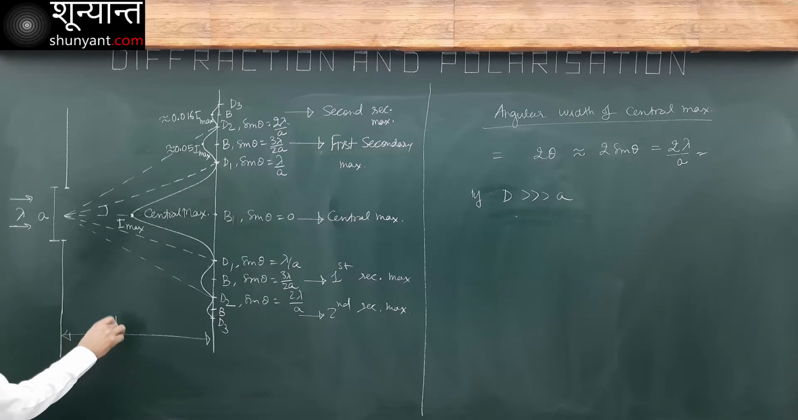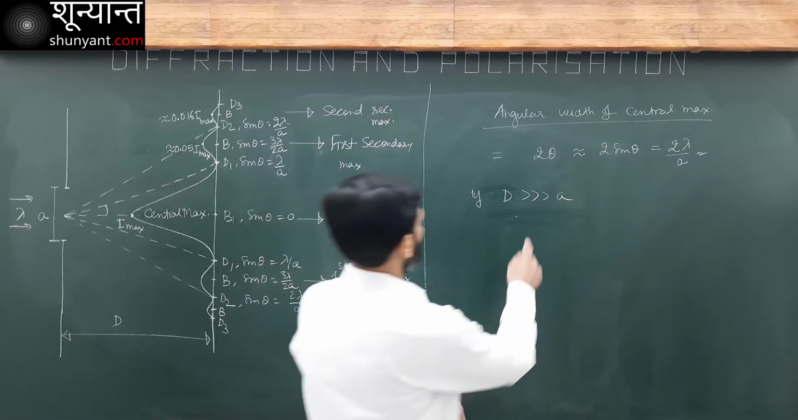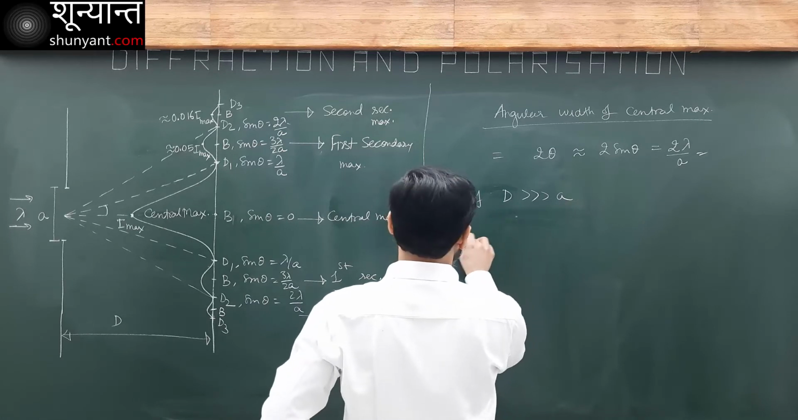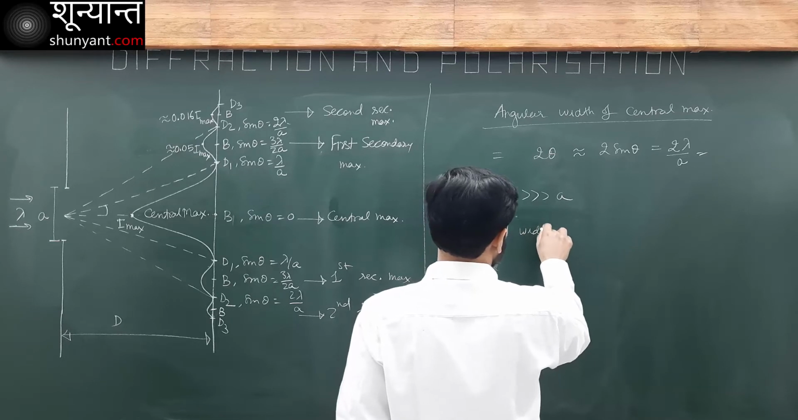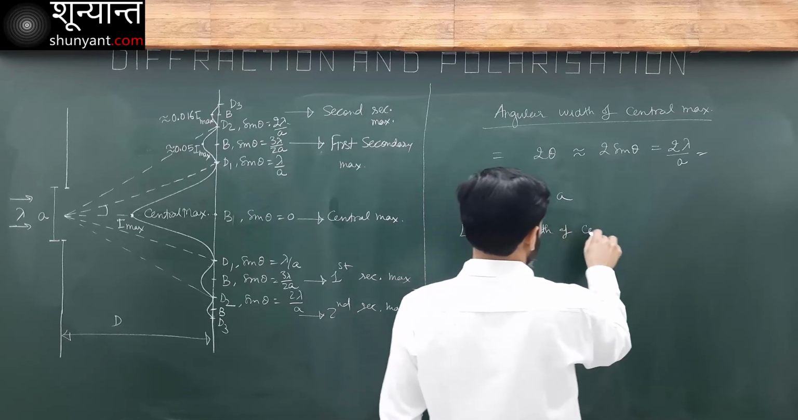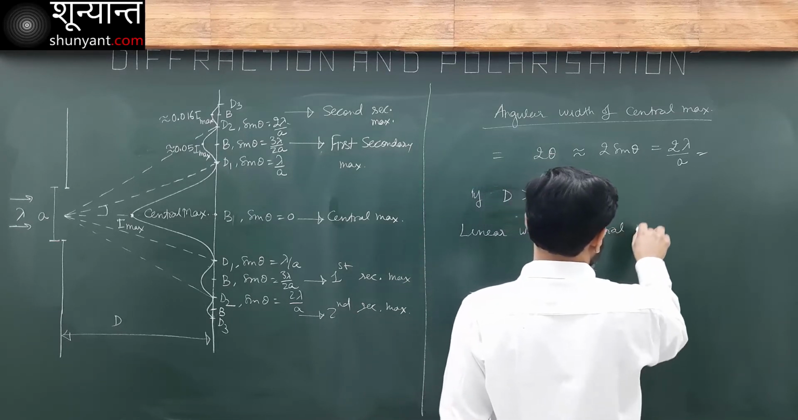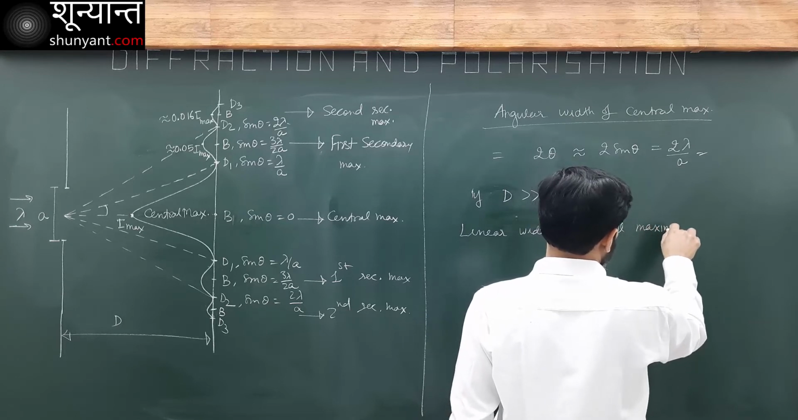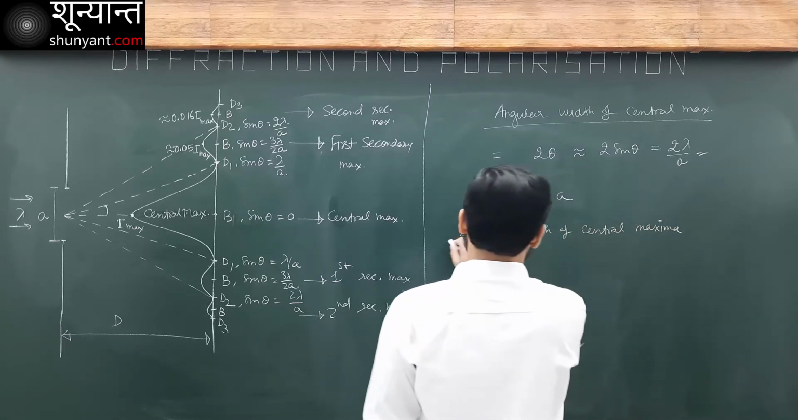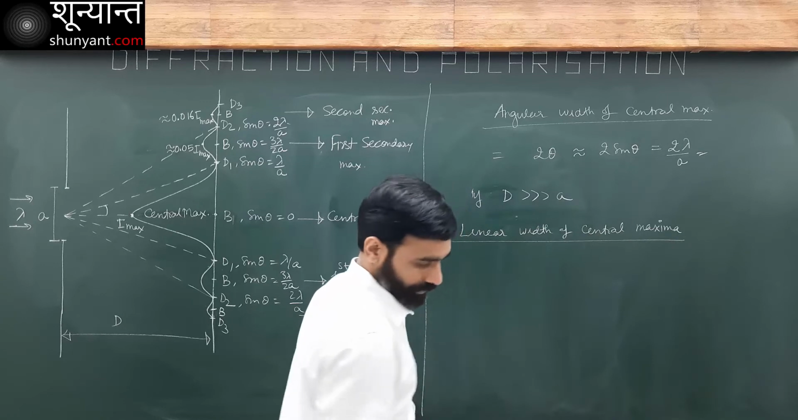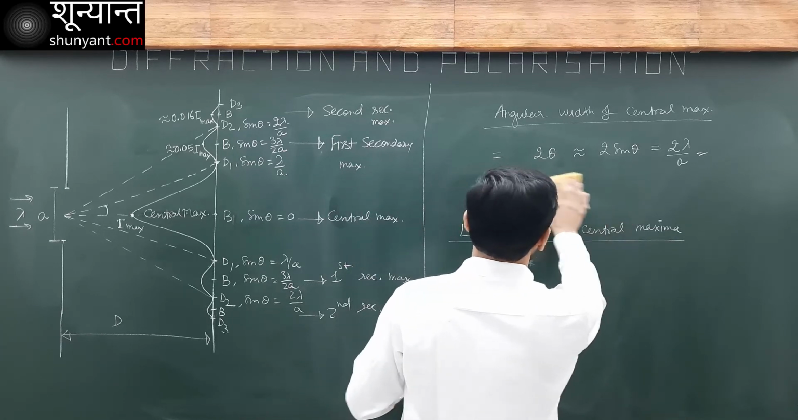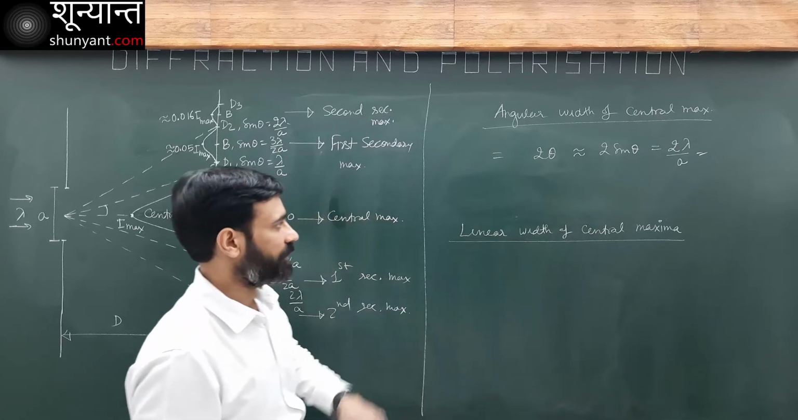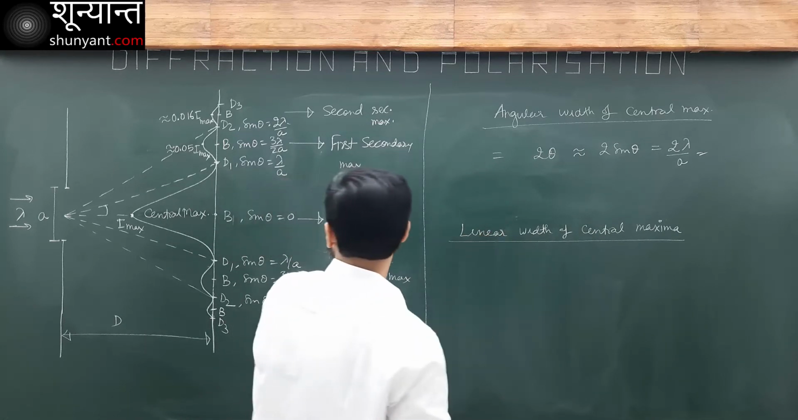Okay, it is this distance here, very large. Okay, in that case, linear width of central maxima. Let me not put this condition here. This is angular width. Okay, what will be linear width?